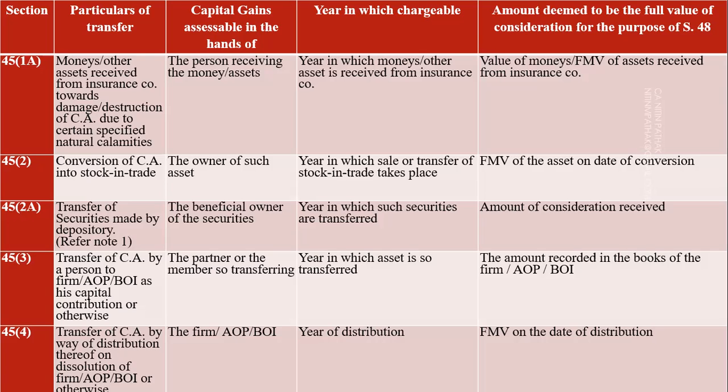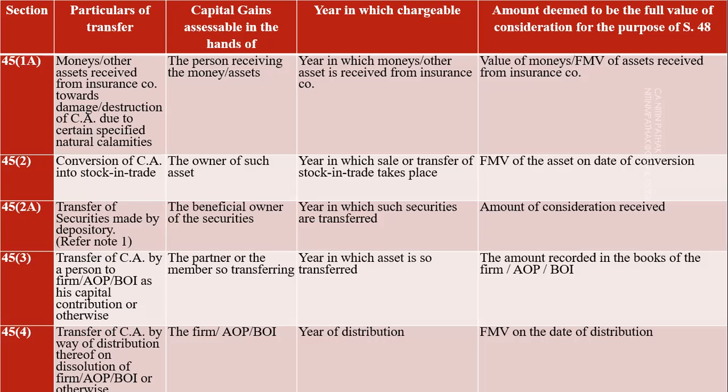Transfer of security made by a depository is not taken into consideration. Now, a transfer of capital asset by a person to a firm, AOP, BOI, as his capital contribution or otherwise. Suppose I am A, and I transfer my Reliance shares, whose value today is 50 lakh, to ABC company. The partner or member so transferring will be liable in his hand.